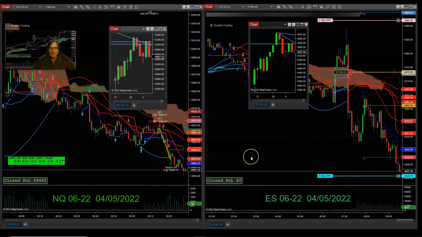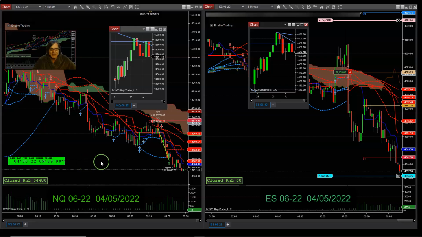These are the current situations so far with our trades today. Closed P&L on the NQ, 44.80, currently flat over here. We're trading 6 contracts over here today. And we're seeking a little over 10,000 on the NQ today. So we will trade again.